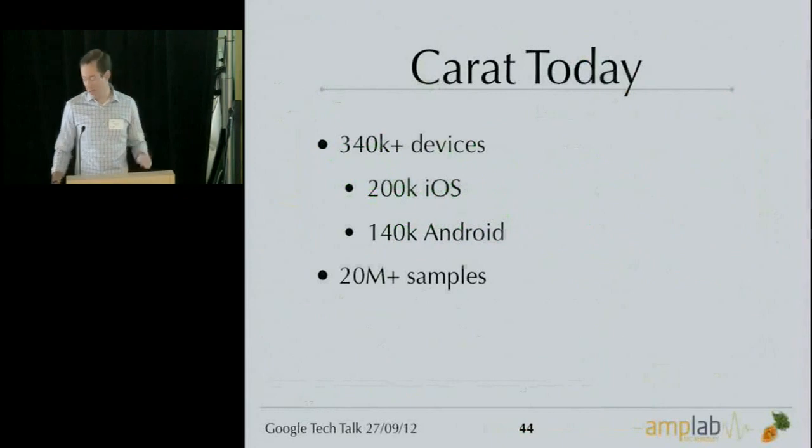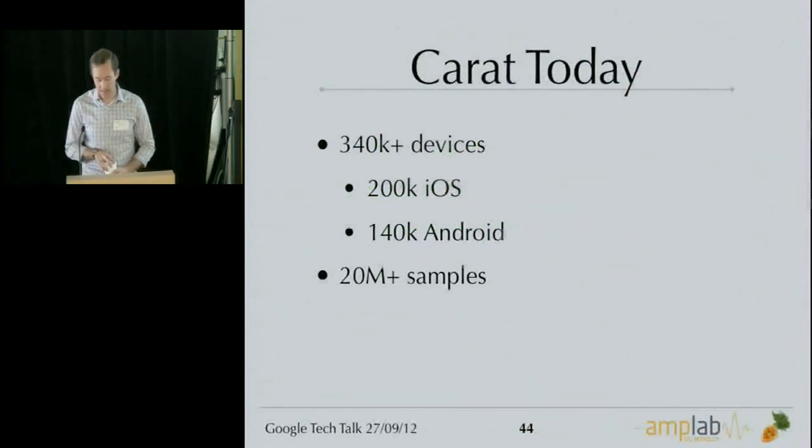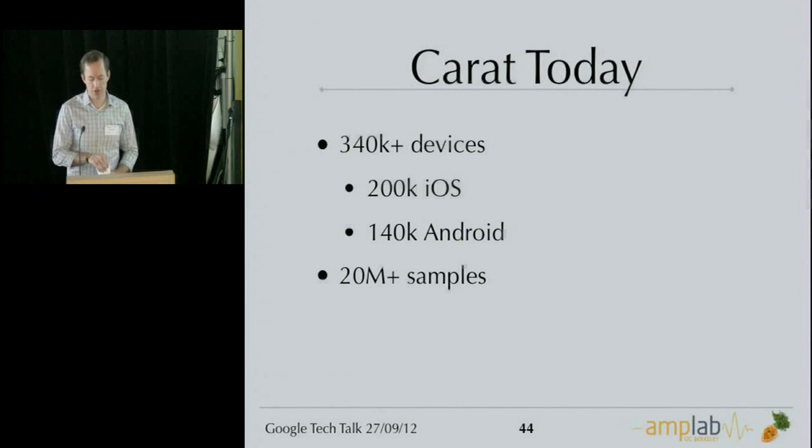So today we have about 340,000 devices. Most of those are iOS, but Android is gaining quickly. I think mostly the reason that iOS started out ahead is that the TechCrunch readership is a little bit biased toward Apple devices. I can't back that up. That's just my impression of the crowd. And so far, at last count, we have something like 20 million samples. Okay, so this is a far cry from the 10,000 that we used to have.